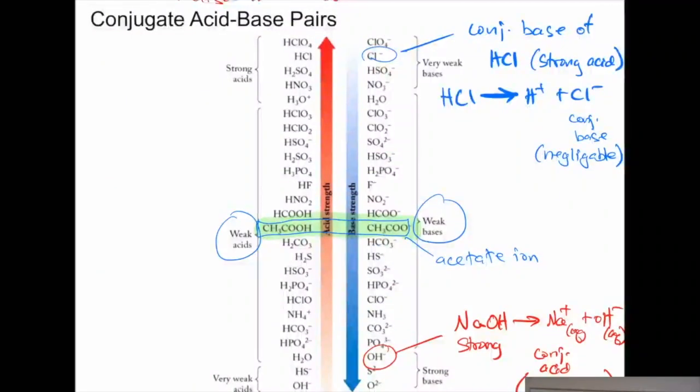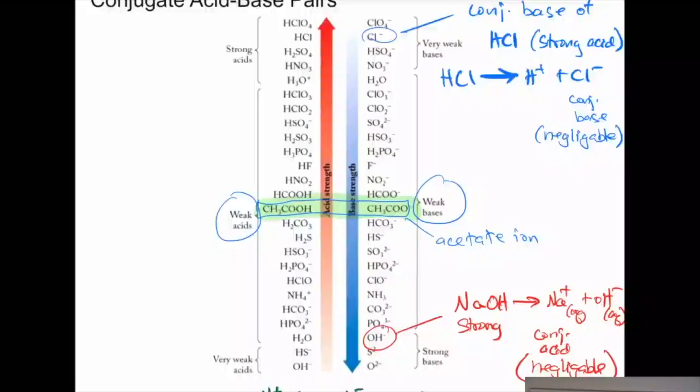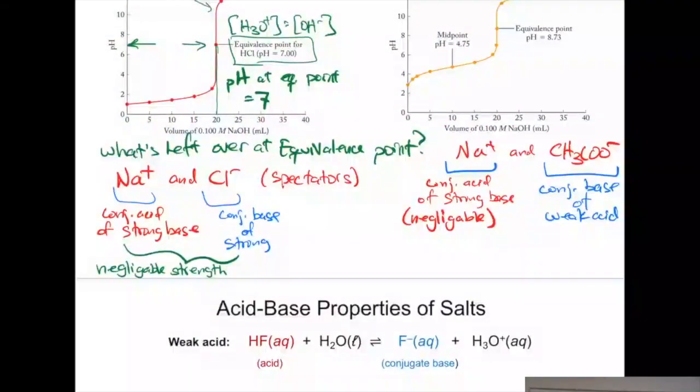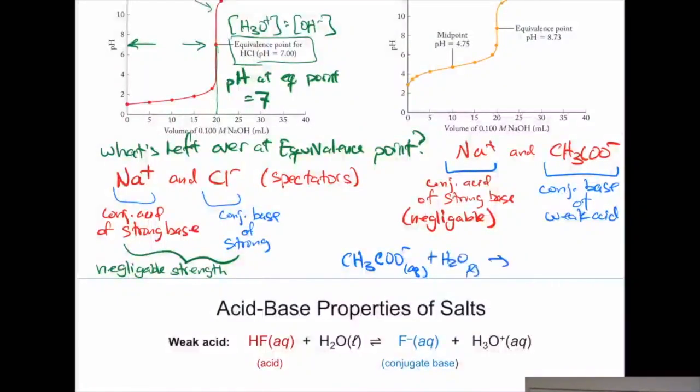Remember, the conjugates of a weak are also weak. So acetic acid acts as a weak acid that forms the acetate ion as a conjugate base, but that's a weak conjugate base. Meaning that the acetate ion behaves as a weak base. There's the acetate ion in aqueous solution plus H2O. It will go back and form acetic acid, and in the process, we'll have OH minus.